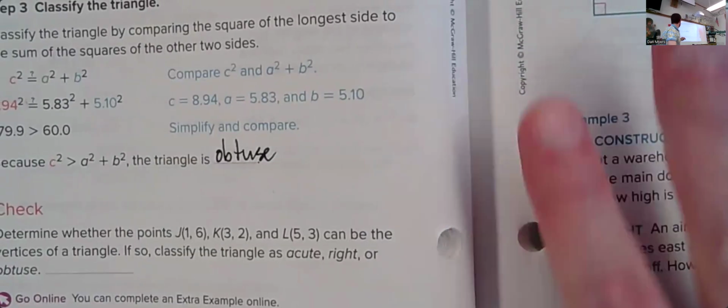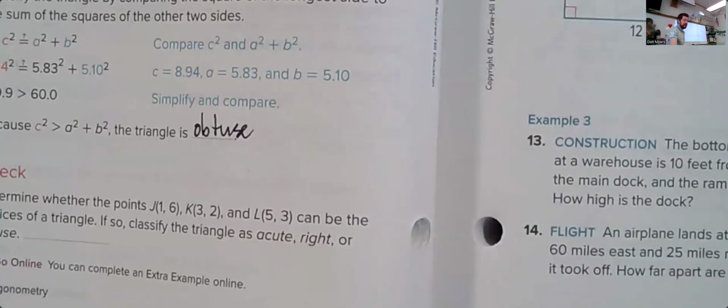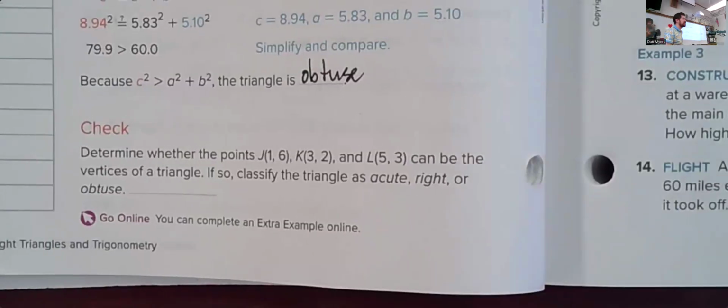So I want you to do this last one on your own. I'm going to give you 5 minutes because it'll probably take a few minutes to do this. You have to determine, first of all, is it a triangle? If it's a triangle, what kind of triangle is it? So take a few minutes on that. If you want to use a grid and graph it out, you can, but you don't have to.